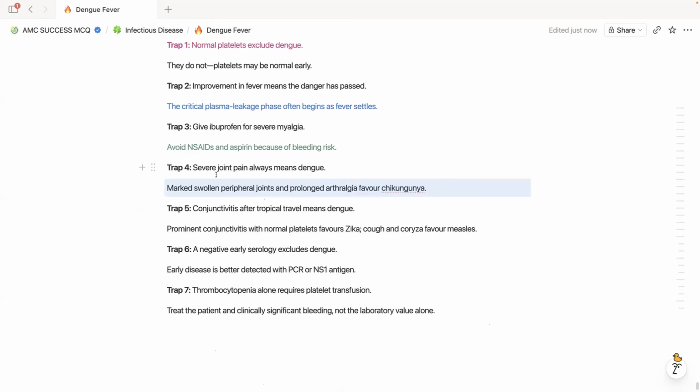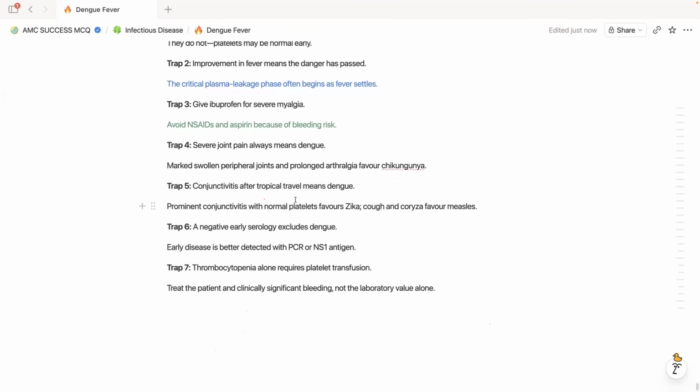The next is severe joint pain always means dengue. This is also another trap. Marked swelling of peripheral joints and prolonged arthralgia favor chikungunya. Conjunctivitis after tropical travel means dengue. This is also a trap. Prominent conjunctivitis with normal platelets favors Zika, cough and coryza favor measles. So think about this too.